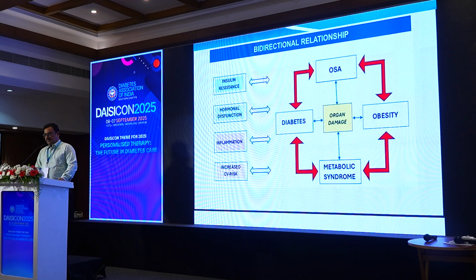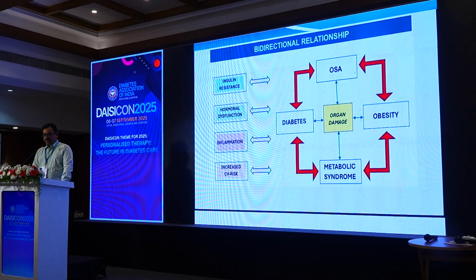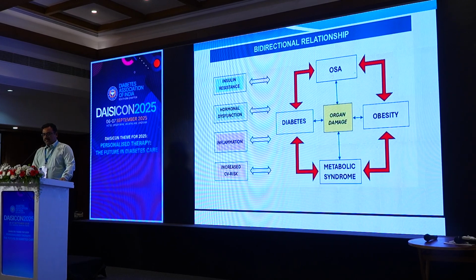And this is the bidirectional relationship you can see among obstructive sleep apnea, obesity, metabolic syndrome and diabetes. Diabetes and OSA have a bidirectional relationship. OSA, obesity and metabolic syndrome also have a bidirectional relationship. The presence of one predisposes to the others, and ultimately they lead to organ damage. The pathophysiological processes due to this relationship are increased insulin resistance and hormonal dysfunction. More stress hormones are released and inflammatory processes are activated, and ultimately it leads to increased CV risk.